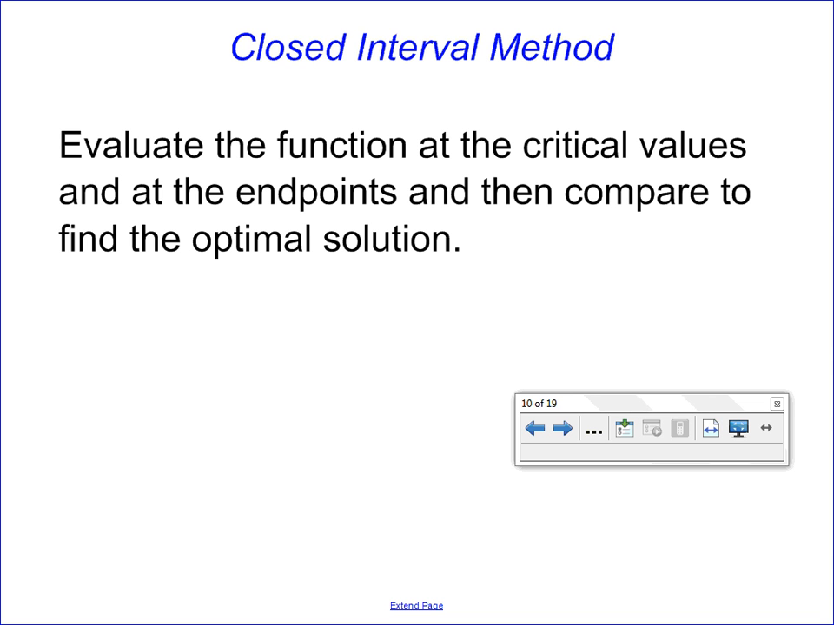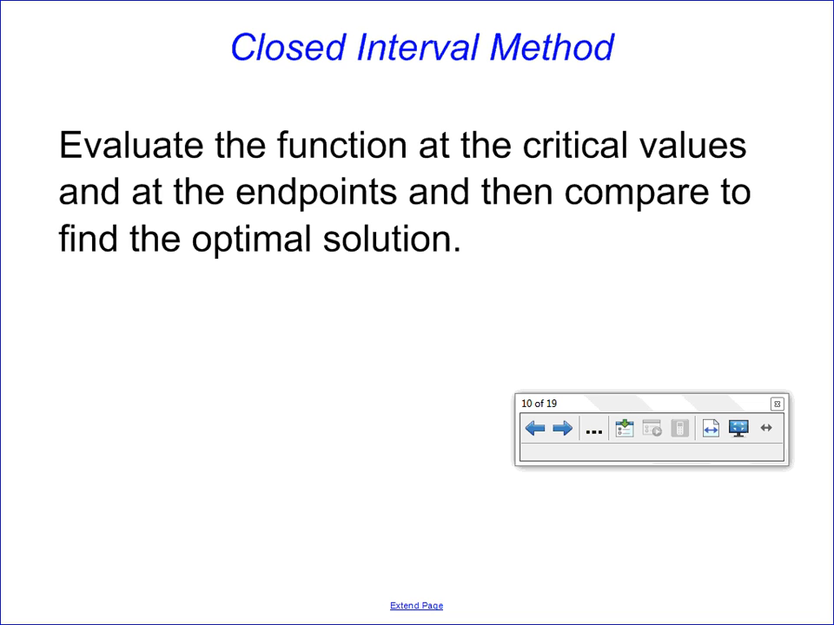Clearly, our 256 pi over 9 cubic units was better than the zero volume from our endpoints. And so we know that was going to be the optimal solution. So we can evaluate the function at the critical values and at the endpoints, compare, and then pick the best option.